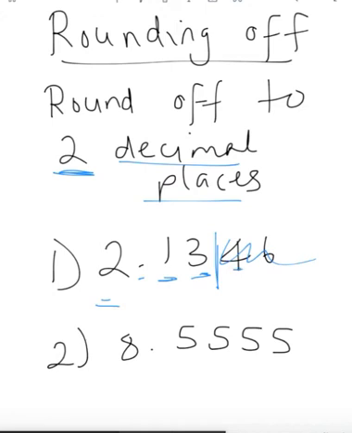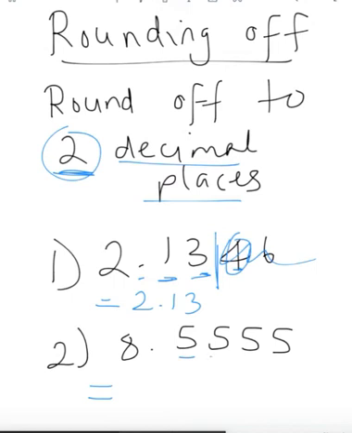Now, write this down if you've forgotten this. If the number is 4 or less, this stays the same. You don't change anything. But if the number is 5 or more, you have to add a 1, in this case, to this 3 here. So the number here is 4. So because it's 4 or less, we don't add a 1. So our answer will be 2.13, and we're done. We don't change anything.